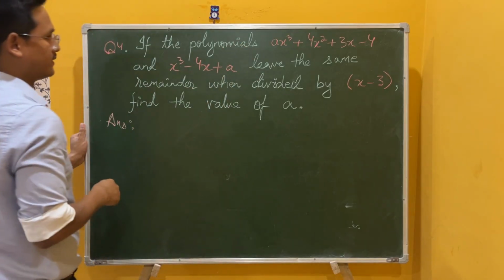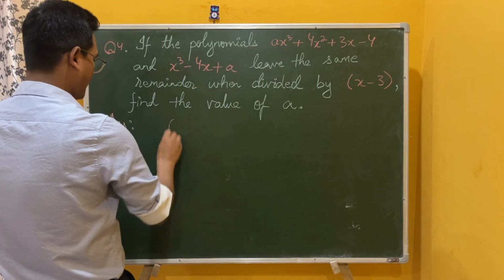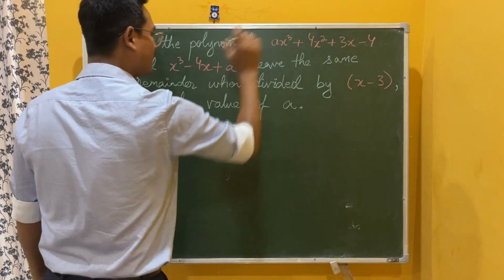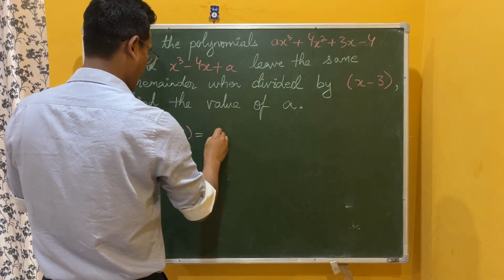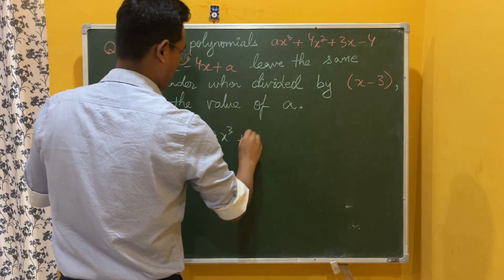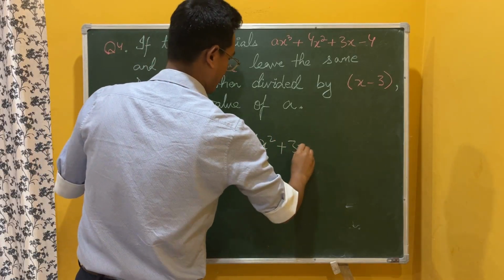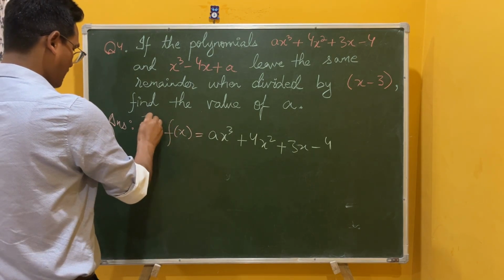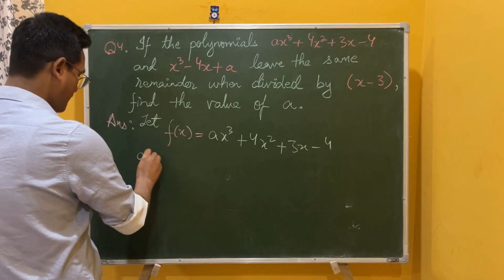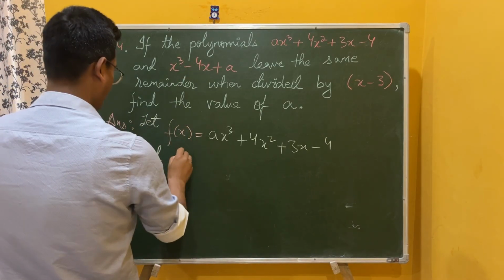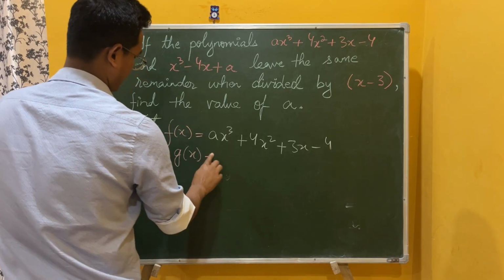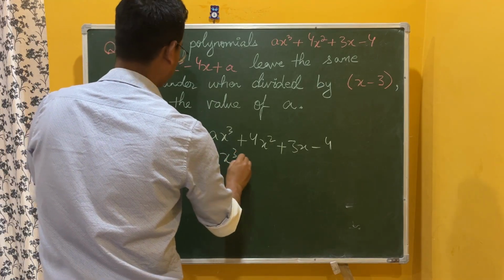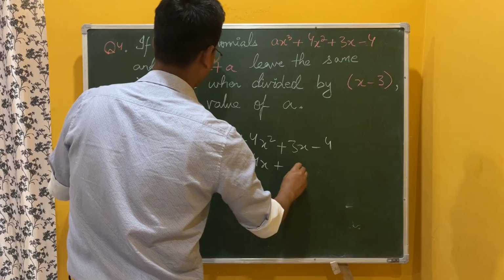First we'll name the polynomials. So let us say this is f of x. Since it is made up of x, a is a constant, it's a number. Let f of x be this, and another one, g of x, is x cube minus 4x plus a.